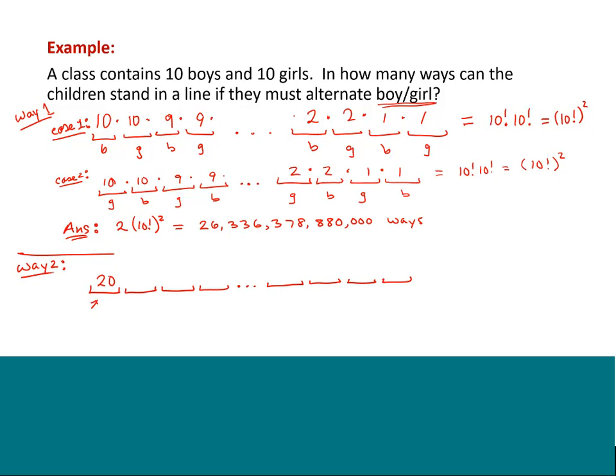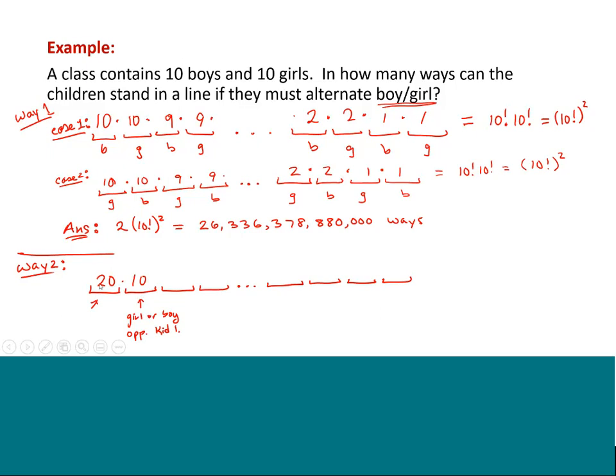Correct. So this second kid in the line, once you've selected that very first person, you know for sure that the second person is going to be either a girl or a boy, but specifically it's the opposite of kid 1. We don't know who kid 1 is. If kid 1's a girl, there's still 10 boys we could choose from. If kid 1's a boy, there's still 10 girls we could choose from.